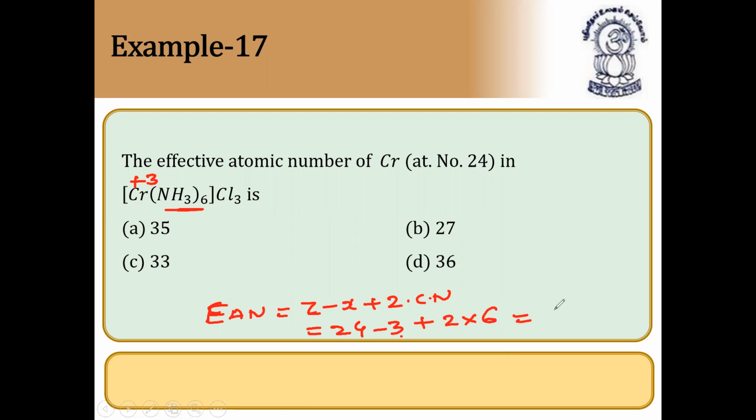So it is 24 minus 3, it is equal to 23 plus 12. 23 plus 12, this should be answer 35. So answer is the first option. So in this way, we will calculate effective atomic number.